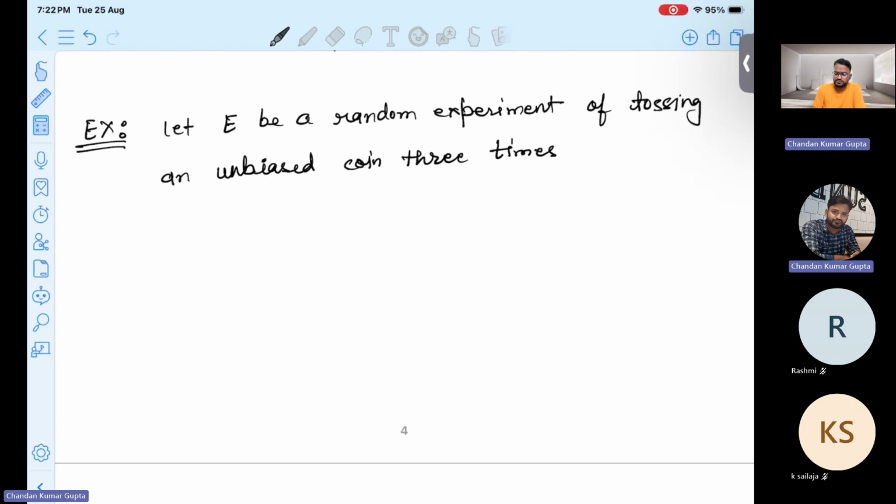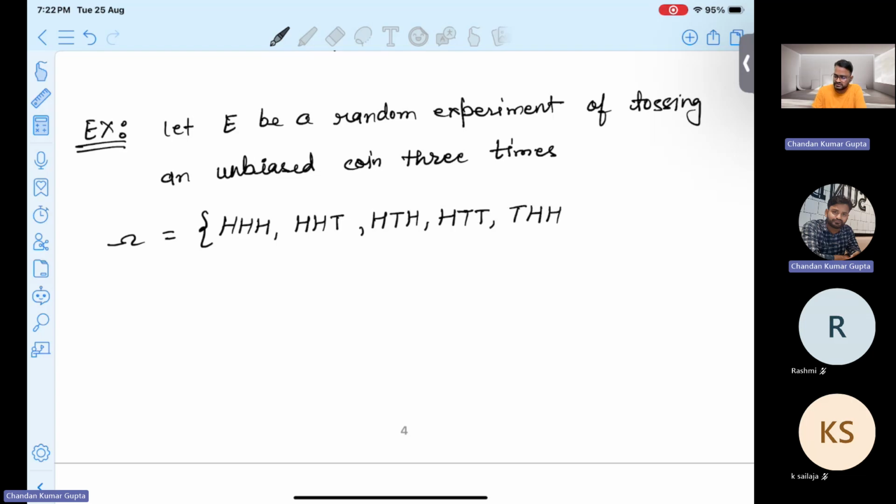Let me first write the sample space. As you already know, if we toss 3 coins simultaneously or 1 coin 3 times, we get head, head, head; head, head, tail; head, tail, head; head, tail, tail; in the same manner, tail, head, head; tail, head, tail; tail, tail, head; or tail, tail, tail. These are the 8 outcomes when we toss the 3 coins.